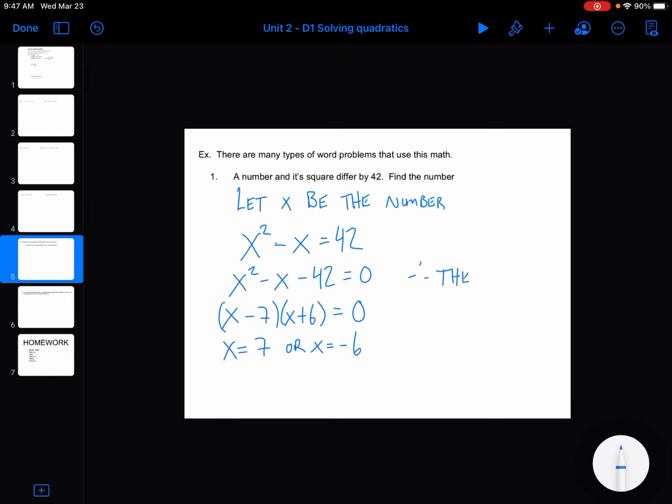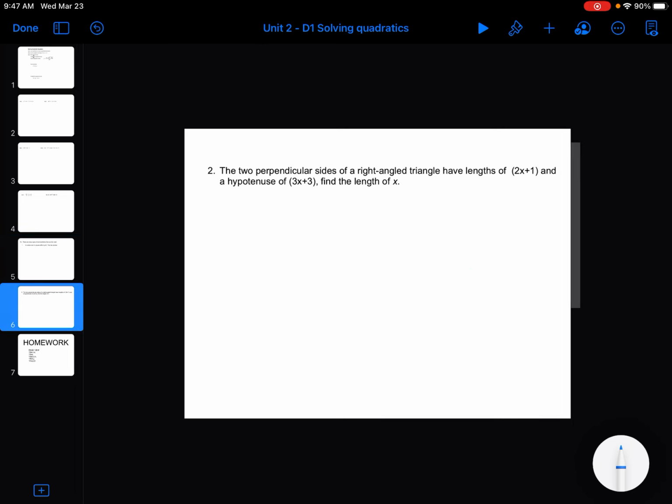Therefore, the number is 7 or negative 6. We need to include both because both are possible. Okay, 7 squared is 49. 49 minus 7 is 42. Negative 6 squared is 36. And 36 minus negative 6 is also 42. It would be negative, but it's still different by 42. So you need to include them both.